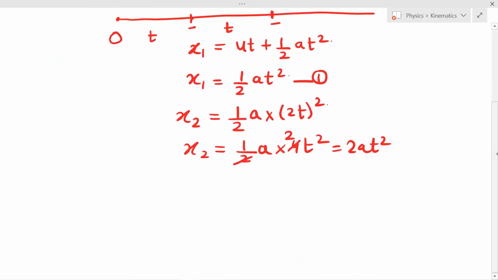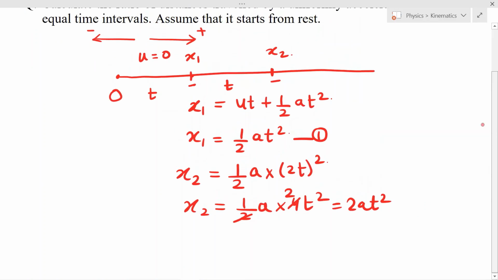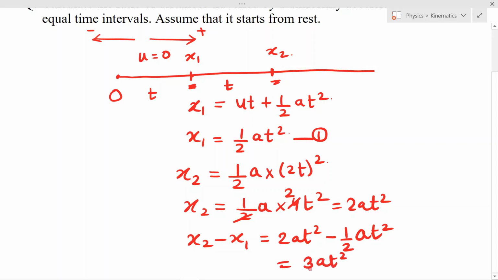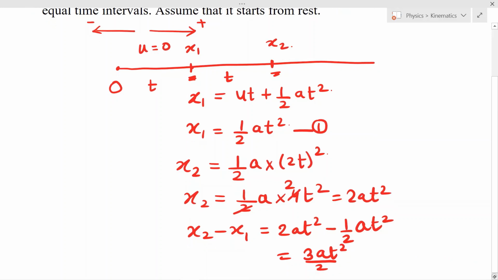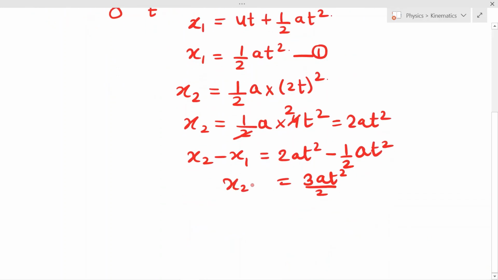Now what is the distance? The distance between these two points will be x2 minus x1. So this will be x2 minus x1, which is equal to 2at square minus x1, which we already know is half at square. So this 2 will go here, that will be 4at square minus 1 will be 3at square, and this divided by 2. So this is x2 minus x1.